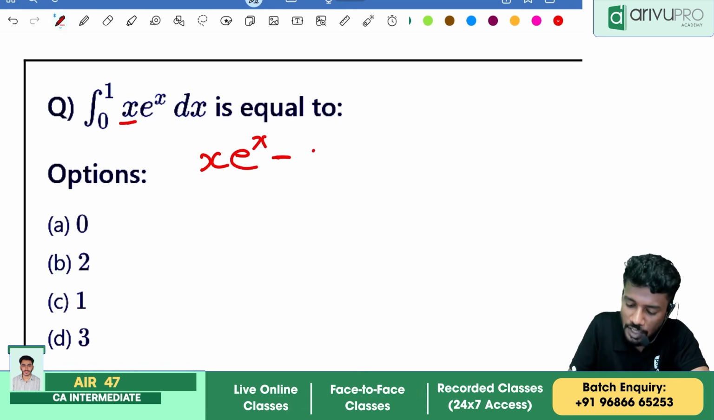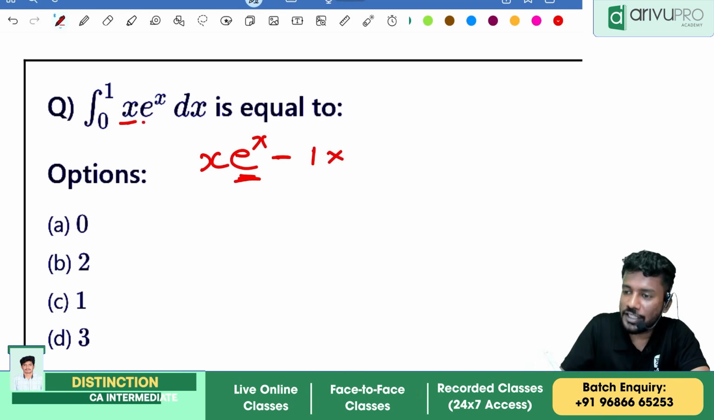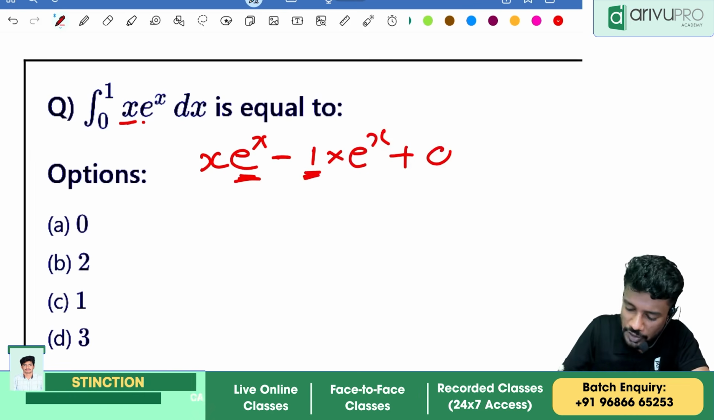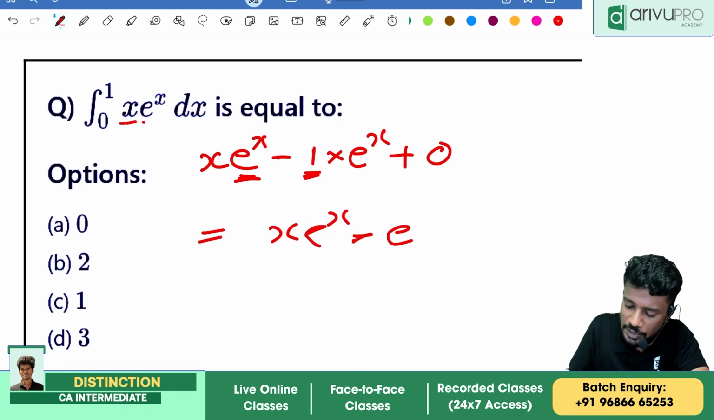The derivative of x is how much? The 1, into what is the integral of e raised to x? The second function's integral. That is how much? The e raised to x. Then plus, what is the derivative of this 1? 0. So what is the answer? The x e raised to x minus e raised to x.